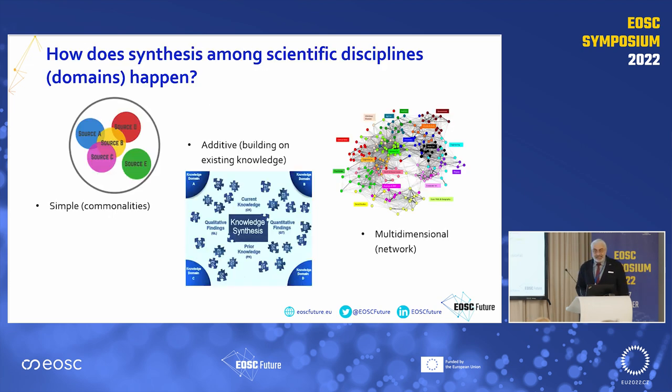If we look for patterns to explore how the synthesis among the scientific disciplines and domains occurs, we can come up with many patterns. For example, here we have the simple pattern, which identifies just the commonalities and builds on those. Here we have an additive pattern, which starts from a basic knowledge synthesis, and then we take advantage of the little innovation elements coming from the different domains in order to build something that accommodates the needs of the scientific community. And here we have a multidimensional pattern, which is practically a network analysis that can represent the interactions between the domains and the disciplines.